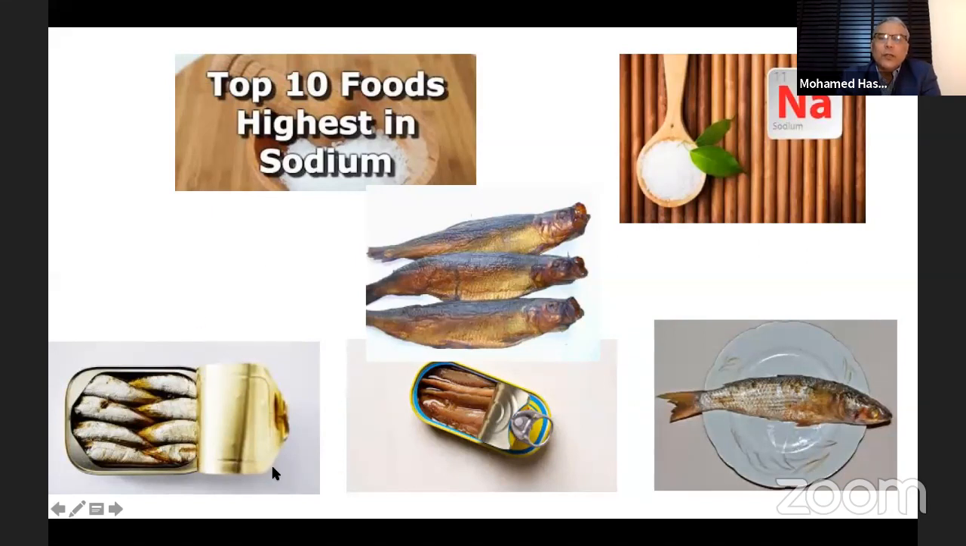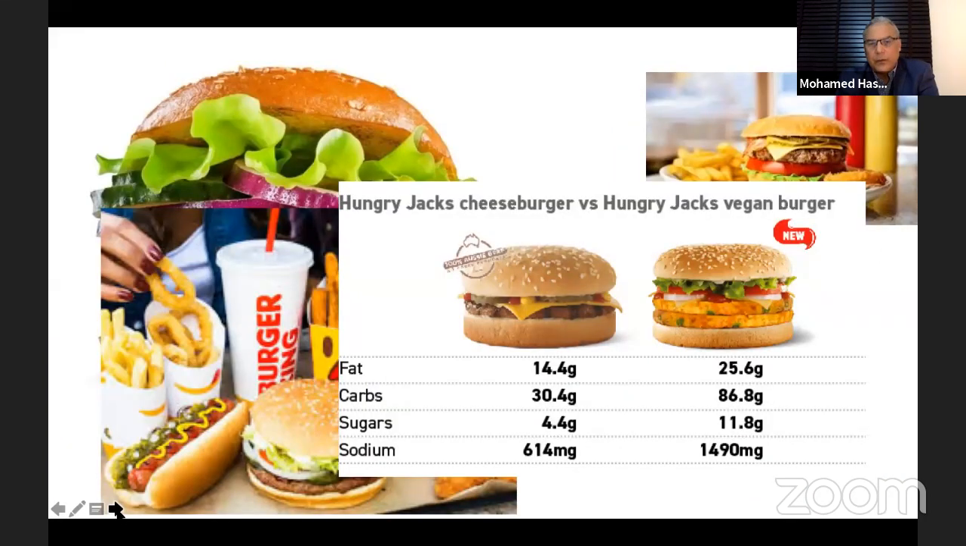Many of the foods that we eat every day are rich in salt, and that is something people with hypertension need to know, so that they can reduce the frequency or reduce the amount of both. We said that the recommended daily salt intake, sodium intake, is 1500. That is what is there in this Hungry Jack's cheeseburger.